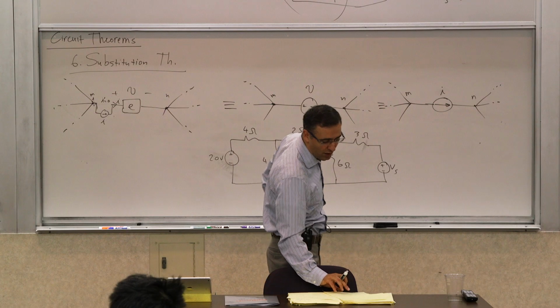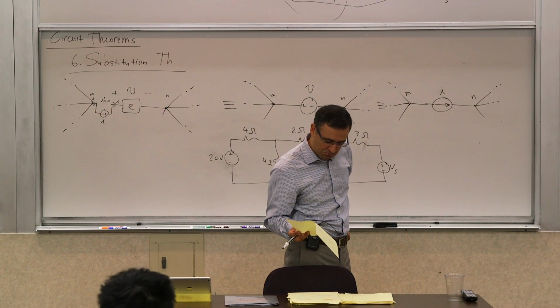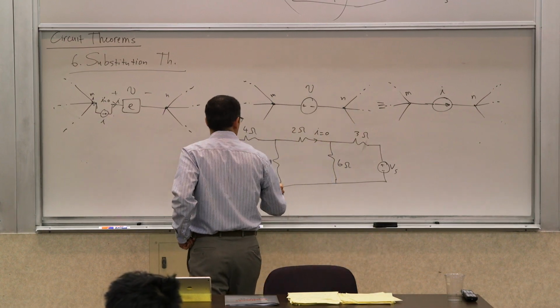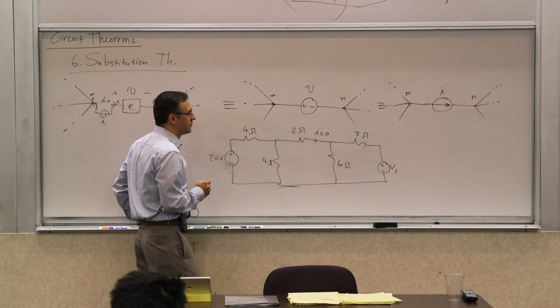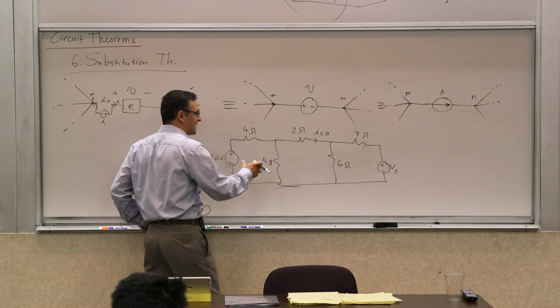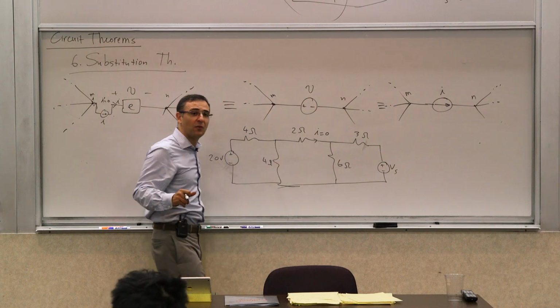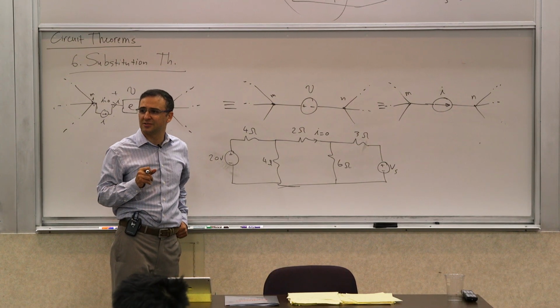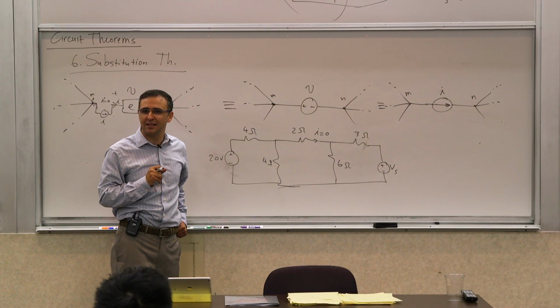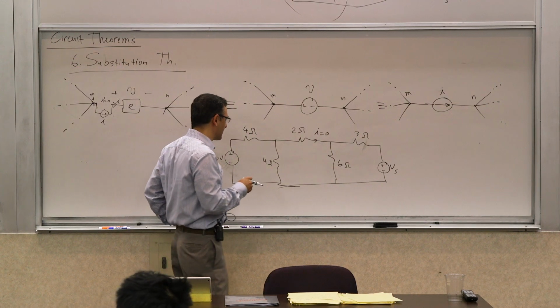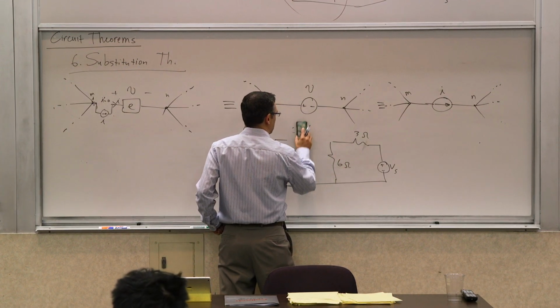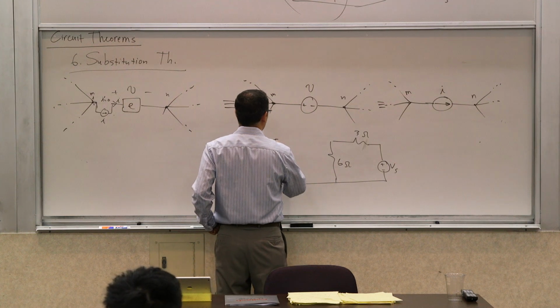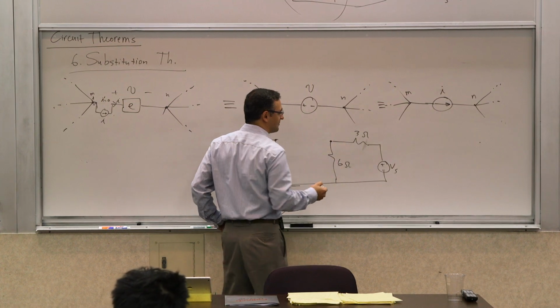Or you could make it 1 or whatever, some other number. This is the simpler example. So substitution theorem says that I can replace this branch with a current source of value 0, which means that it's going to be an open circuit. So I can open circuit this, and all I need to do is just to make sure that these 2 voltages are the same.